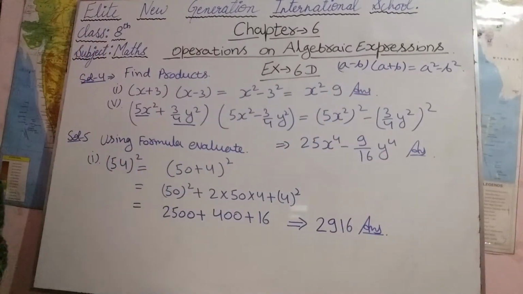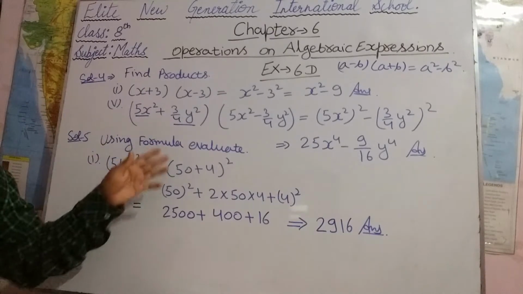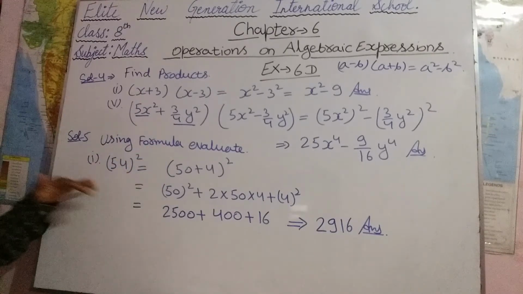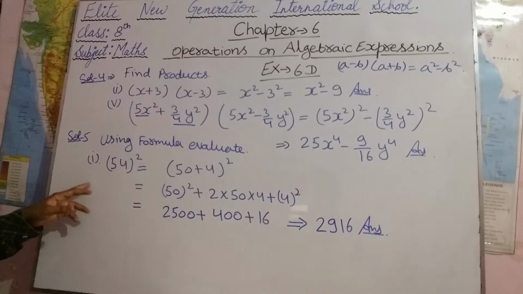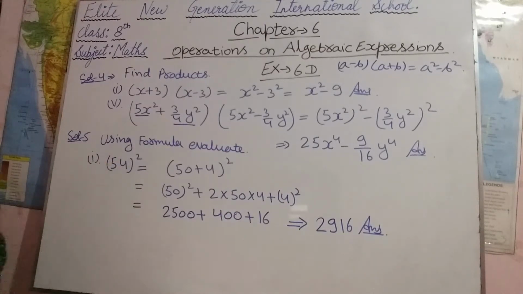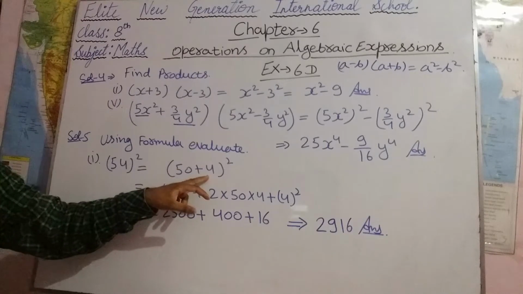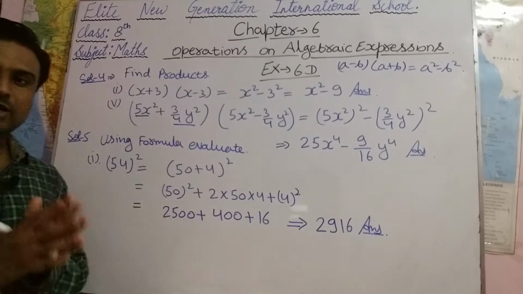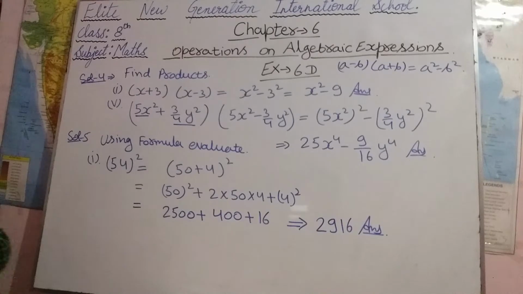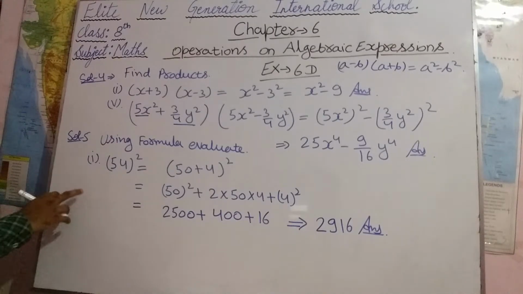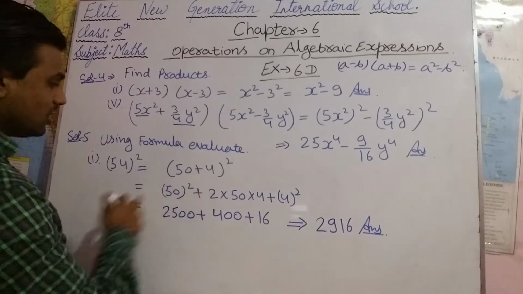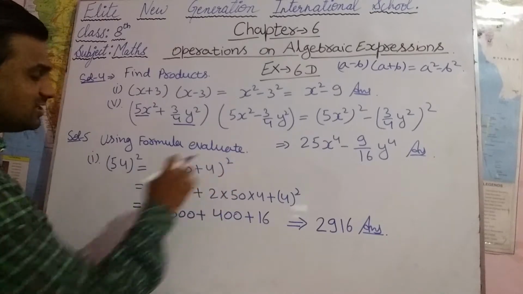Now in question number 5, by using the formula we have to evaluate this. The first part is given, that is 54 square. So we can write 54 as 50 plus 4. First of all we have to make it a binomial. Binomial means two terms. So 54 we can write as 50 plus 4. Now it becomes a binomial and its square.